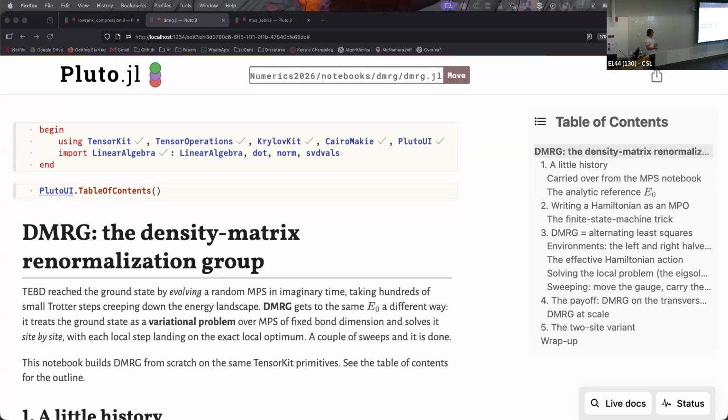MPS is just for linear chains, PEPS is for 2D, and the idea is that an MPS carries states that have an area law in 1D. PEPS can represent states that have an area law in 2D. And then MERA captures the logarithmic correction to the area law that you need for critical states in 1D. That is the bottom line.